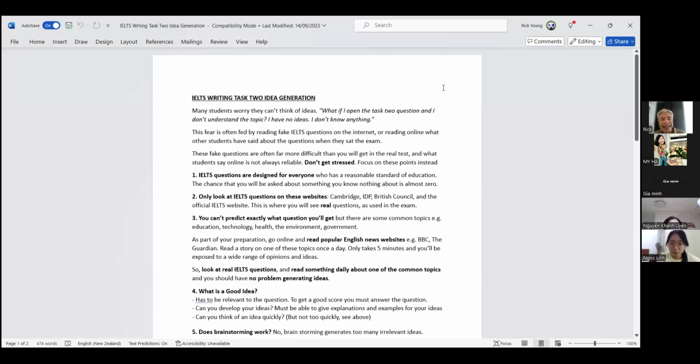Very quickly, this. Again, we'll look at this in a bit more detail next week. But what this is about is that a lot of students worry that they cannot think of enough ideas, or any ideas, for the essay. I think I've mentioned this to you before, Vietnam.